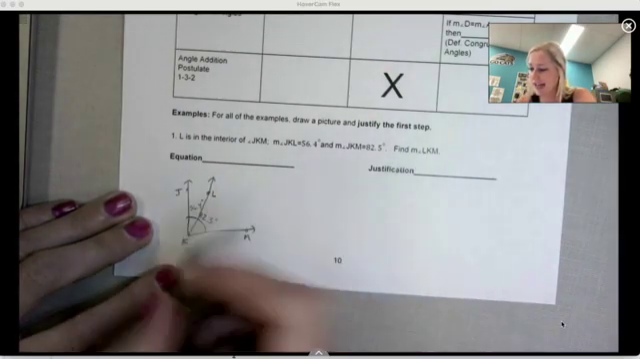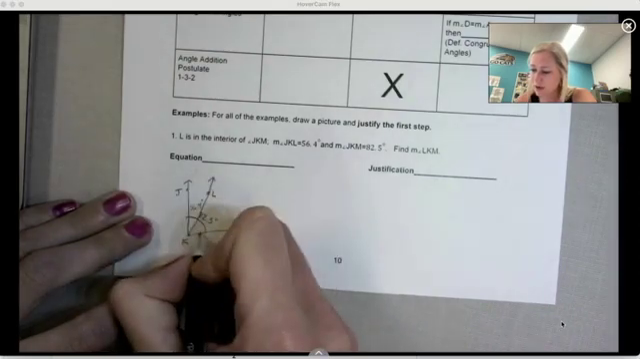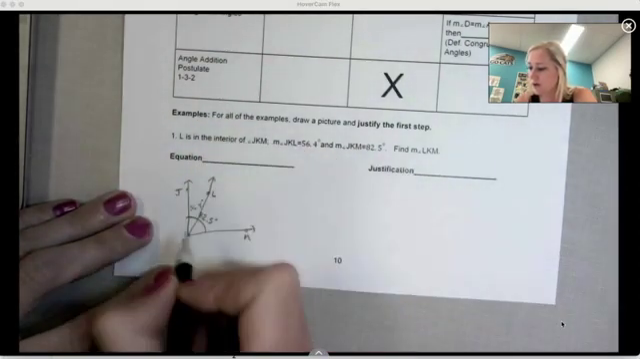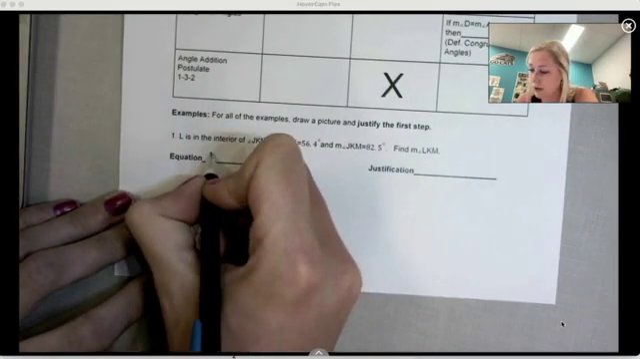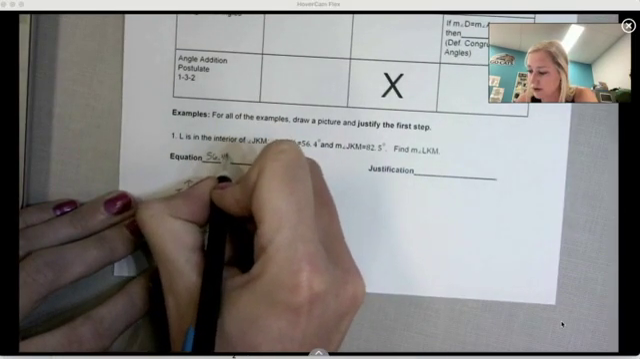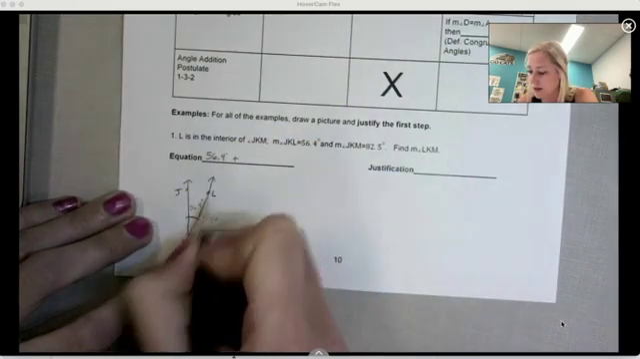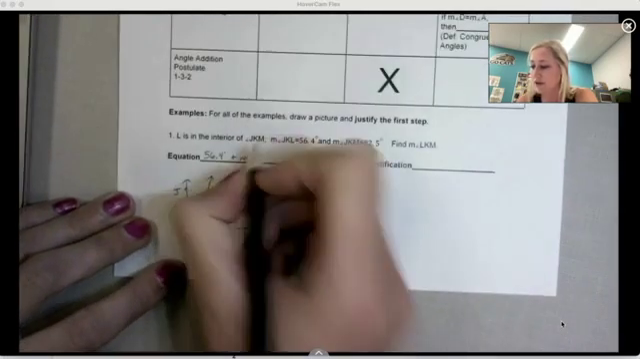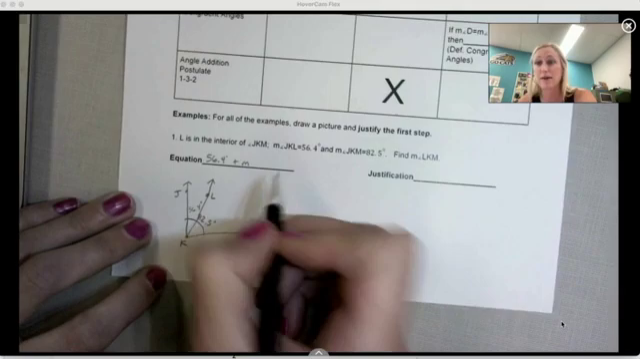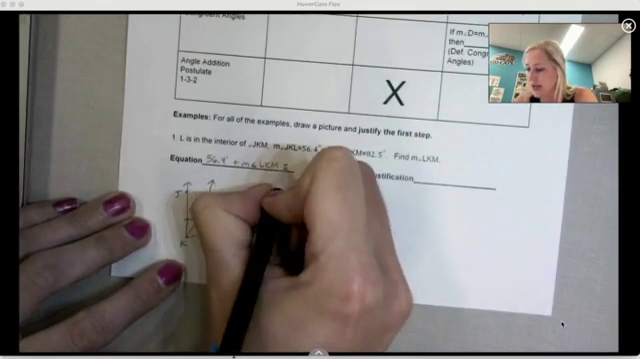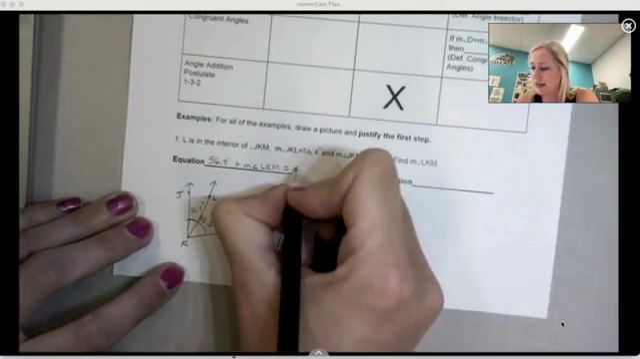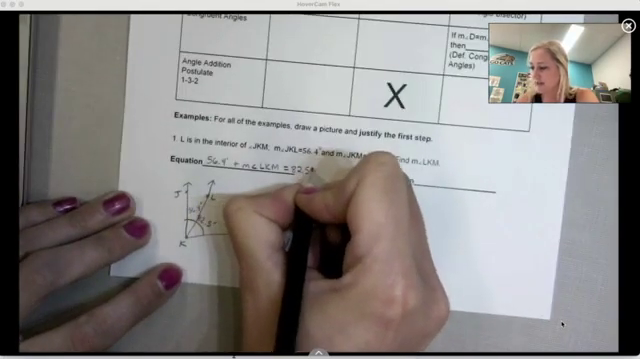So they want me to find LKM. So they want me to find the smaller piece here. So we know that the two smaller angles have to add up to be the whole thing. So one of the smaller angles is 56.4 degrees. The other smaller angle is LKM. We don't know that one. So because I'm in an equation, I'm talking about the measurement of angle LKM. So I do want the M in there. And the whole angle together is 82.5 degrees.